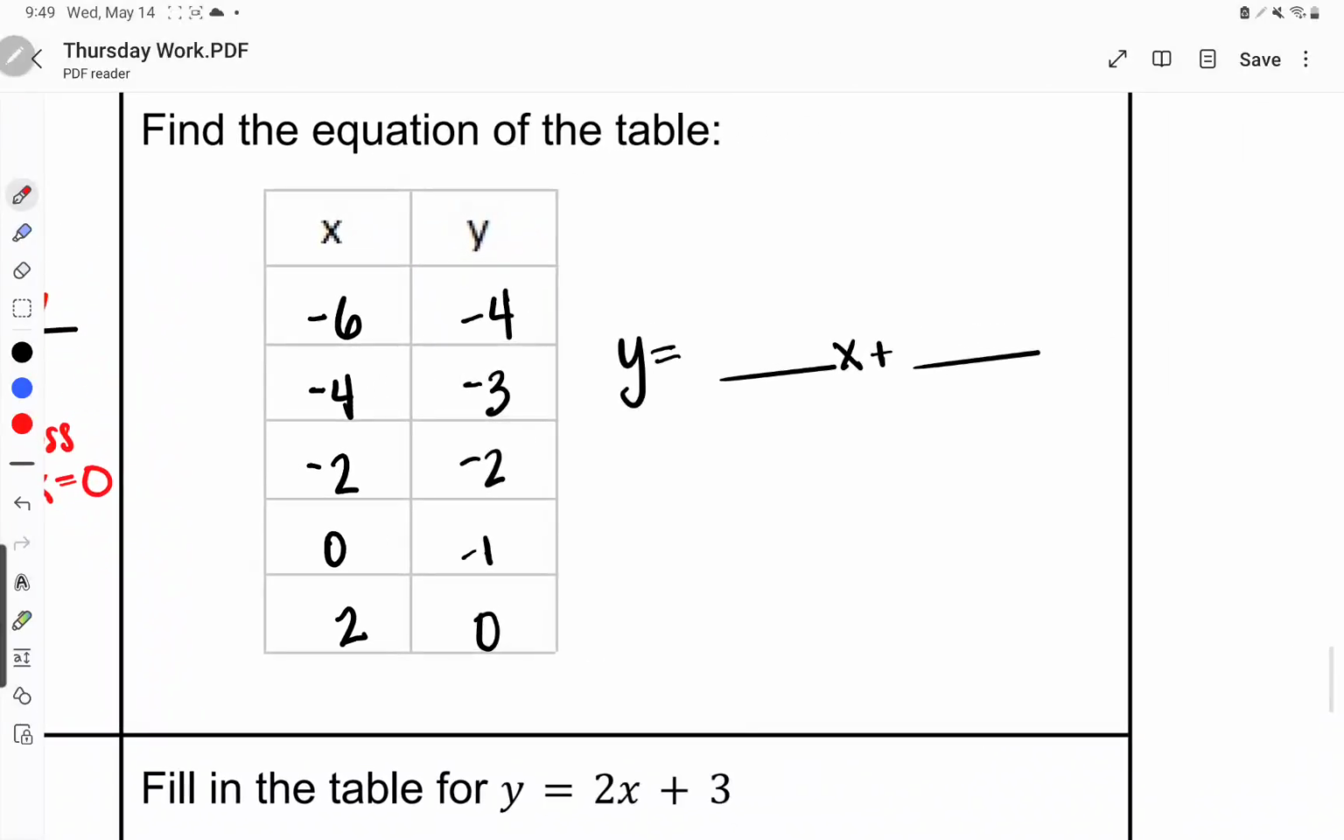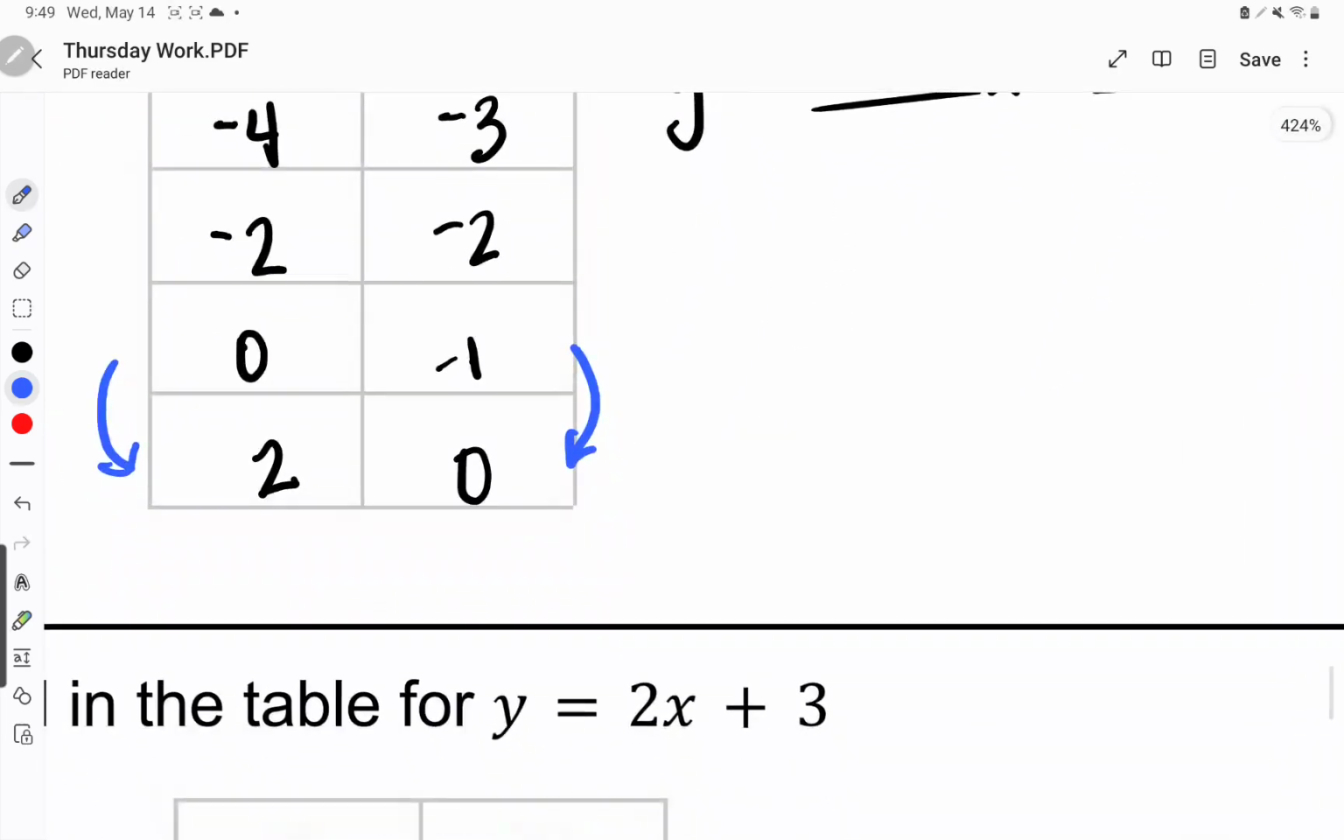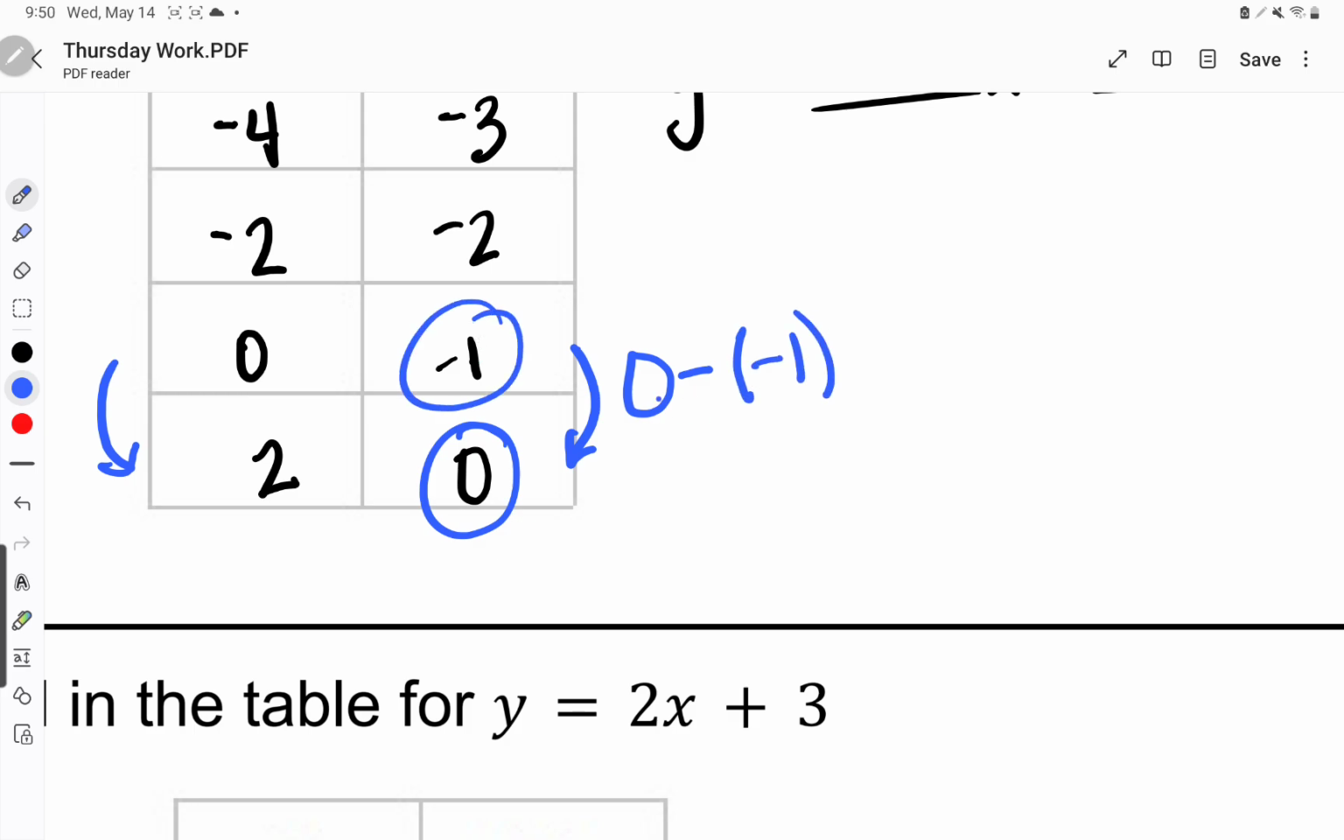All right. Next one. Okay. So I see negatives going all the way down. And for the first time, I don't see a negative on this left side. It was 0 and 2. So I'm going to use 0 and 2 and 0 and -1. On the right side, what would I subtract? Sorry, let me take that back. We take the bottom number, then we subtract the top number. So I have 0 minus -1.